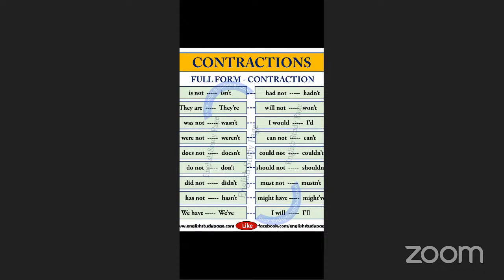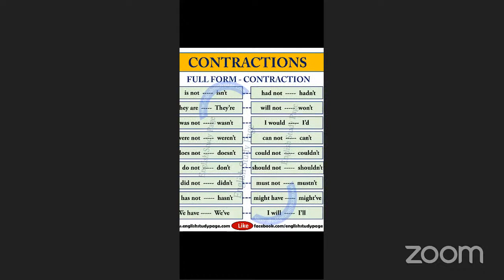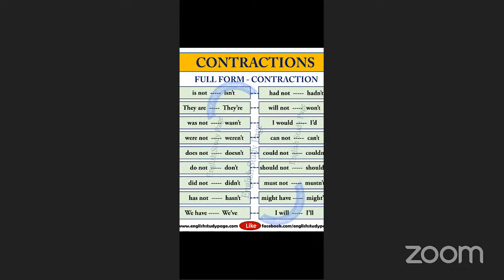Cannot, can't, could not, couldn't, should not, shouldn't, must not, mustn't, might have, I will, I'll. Now you can write them quickly. And look at the apostrophe used in contractions. And make it clear.